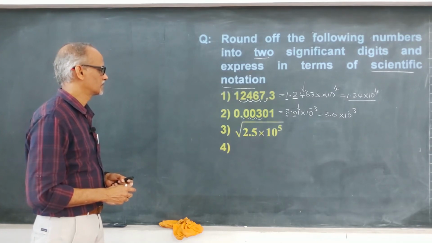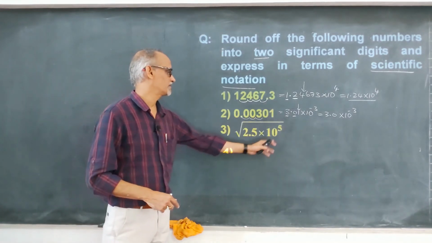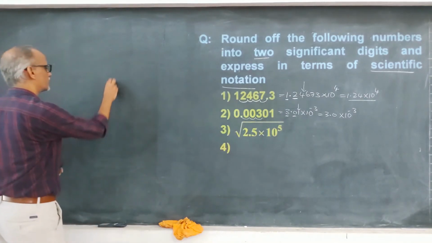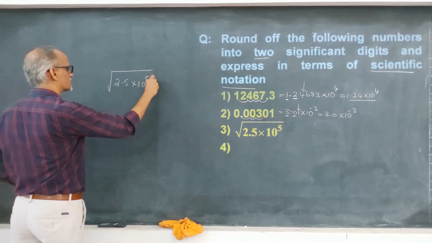Okay, the number 3. There is a square root. Square root of 2.5 into 10 to the power 5. Okay, let me write that here. Square root of 2.5 into 10 to the power 5 is the number.